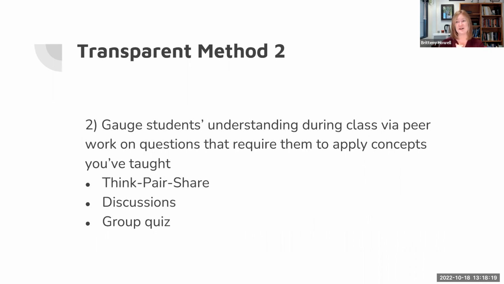So I'd like to talk about another idea. Maybe that one doesn't sound great for you. Let's look at this one. Transparent method 2. What are the ways in which we can gauge students' understandings during our class? It might be asking them questions, feedback. There are other pauses or peer work that you might do with students to ensure that they're able to apply the concepts that you're teaching. And there are lots of ways to do this.